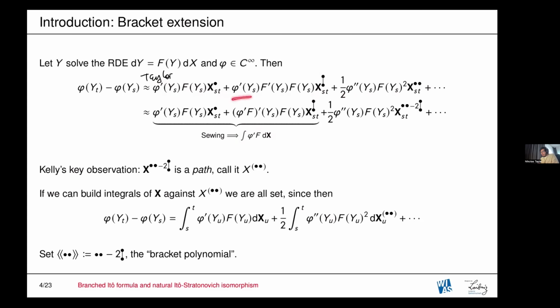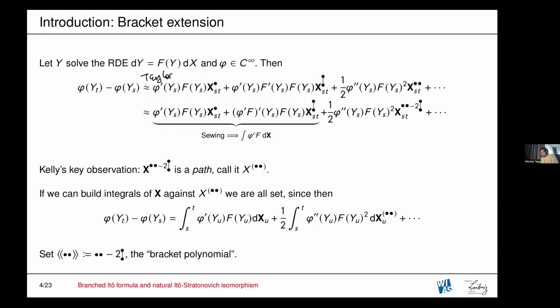I cannot say this immediately because the sewing lemma, as I said, requires a very specific form of this. And what's needed is actually that the term in front of the next term needs to be the actual derivative of this guy. And if you look closely, this term here is almost the derivative of phi prime f, except that I'm missing one derivative of phi here.